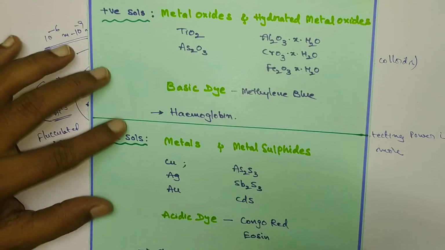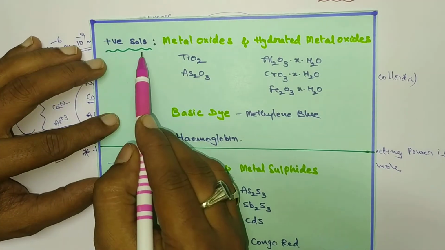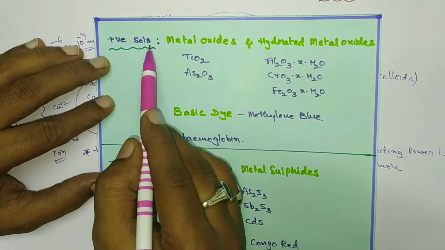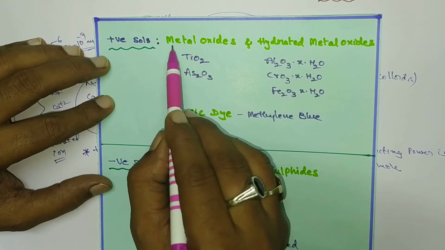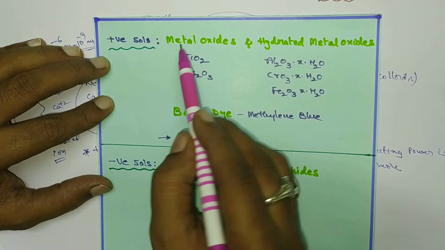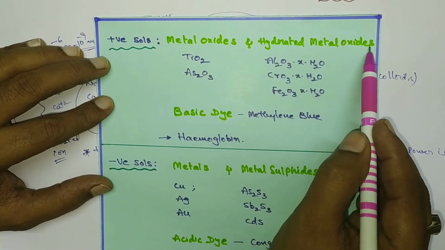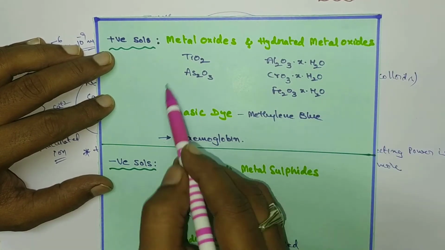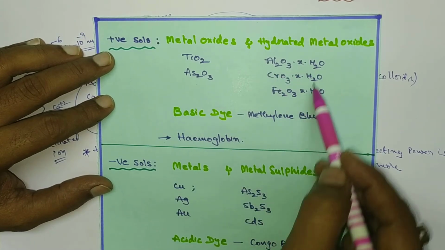So now let us discuss positive colloids, that is positive sols. Sol is nothing but colloid. You have to remember like this: the metal oxides and hydrated metal oxides belong to positive sols.